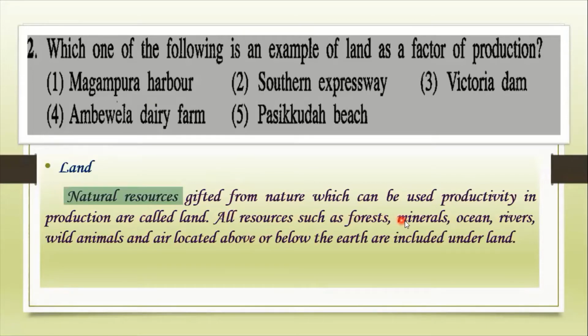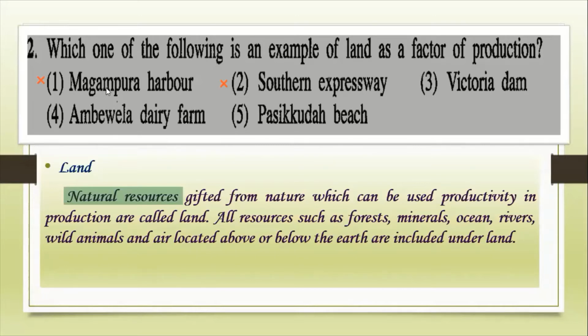Resources such as forest, minerals, ocean, rivers, wild animals, and air located above or below the earth are included in land. Then we got the subject matter. Now we will find out the correct answer. Magampura Harbour, it is man-made. It belongs to capital. Human efforts are added to this, right? Then Southern Expressway is also man-made. It is not a natural resource. It belongs to capital, economic overhead capital.